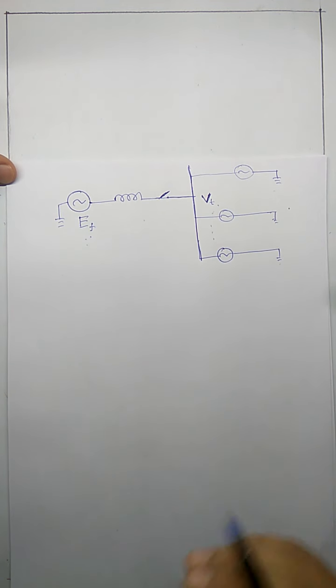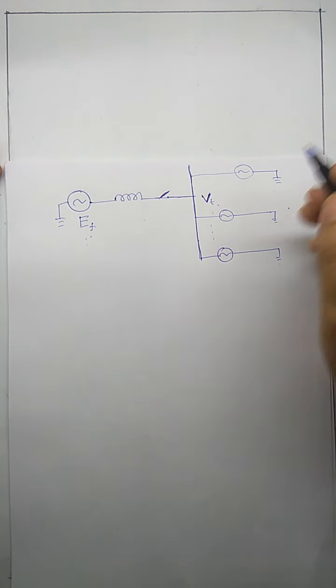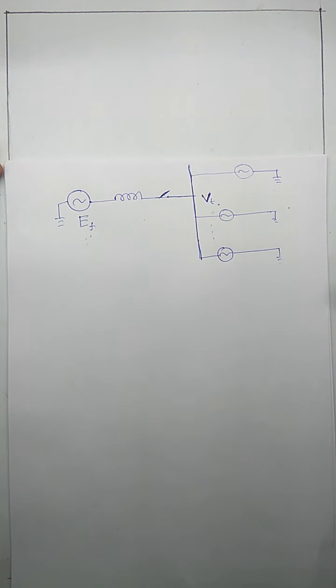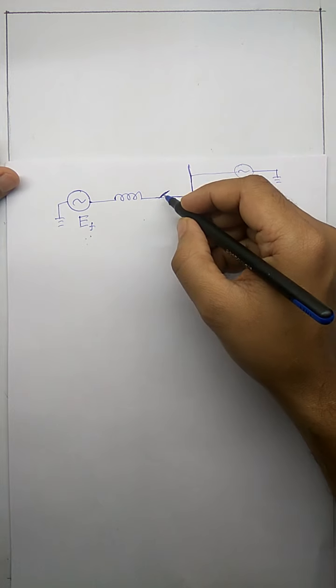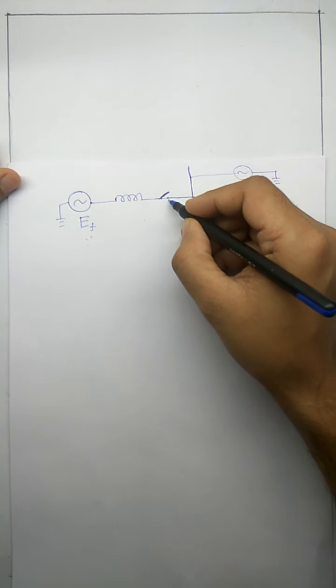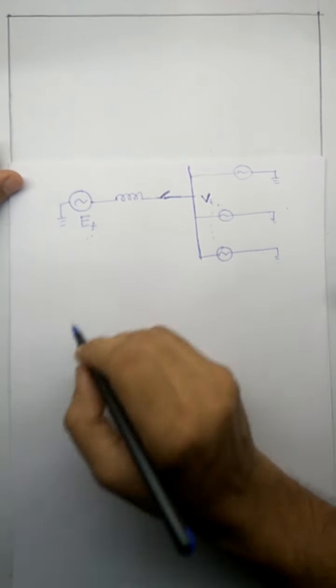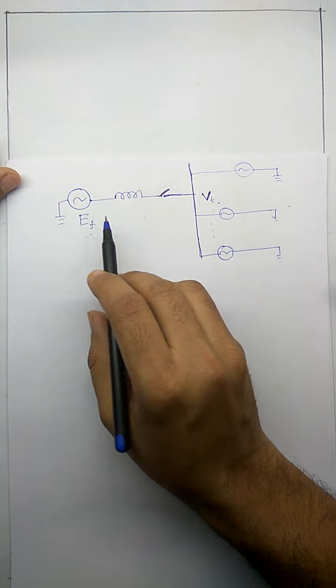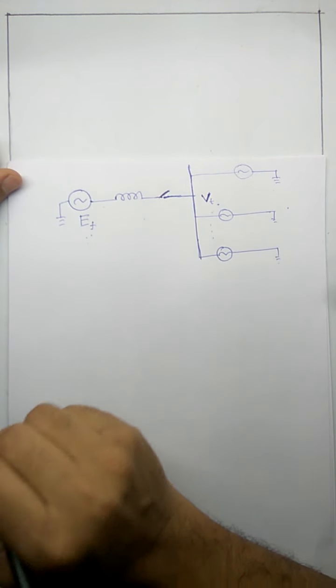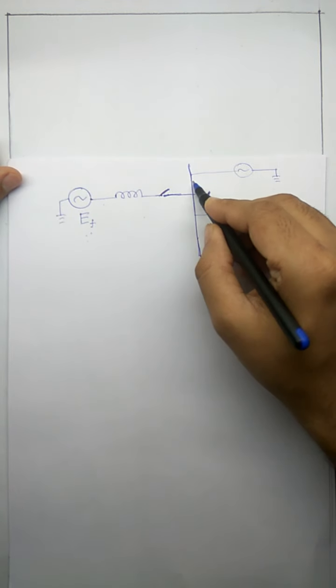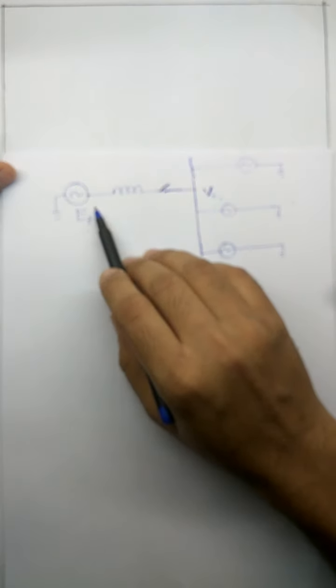Now let's see how to do that. First of all, we have to ensure that the magnitude of the voltage here and the magnitude of the voltage here are the same. How can it be done? First we need to understand that this switch is not closed, this switch is open. There are three lines here. We measure the voltage of this using a voltmeter, and we measure the voltage here with a voltmeter. If the voltage here and here are the same, then it is okay.